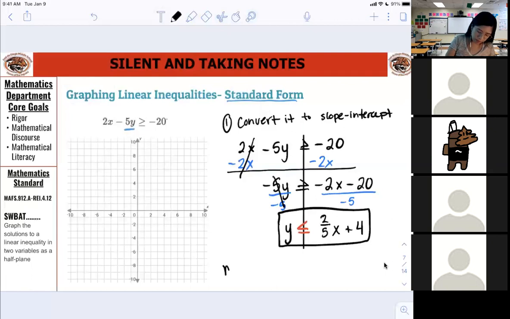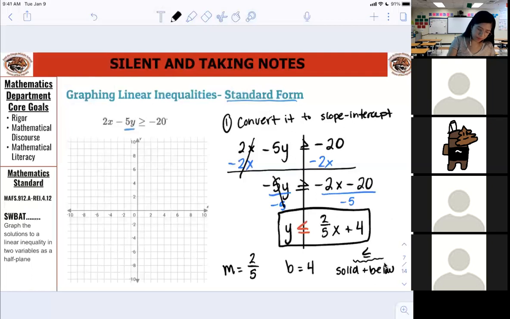Now I know my slope. Now I know my y-intercept. And then my symbol will tell me a couple things. So what is my slope? Good, 2 over 5. What's my y-intercept? Good, positive 4. And my symbol, less than or equal to, tells me to do what? Solid. It's a solid line. And it's shaded below. Solid and below. Perfect.